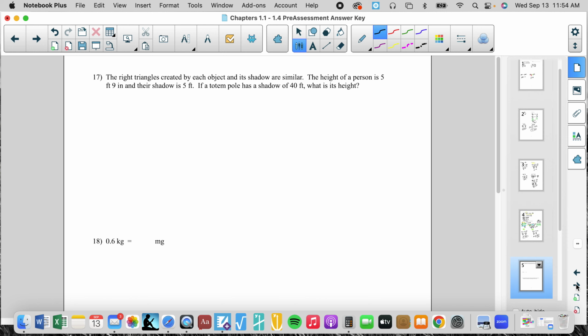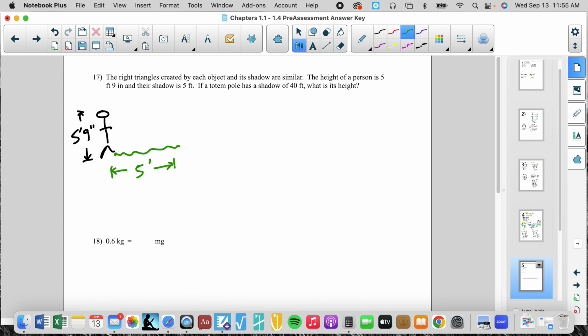Alrighty. The next one: the right triangles created by each object and its shadow are similar. The height of a person is 5 feet 9 inches. Okay, we've got this person who is 5 feet 9 inches, and their shadow is 5 feet. So they project a shadow that is going to be 5 feet. We like that. That's a good problem.